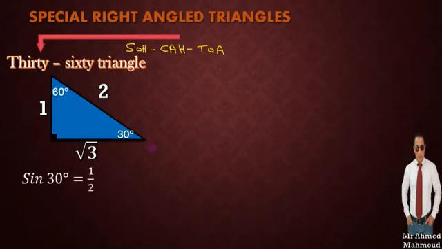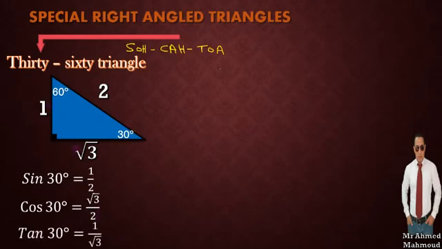Now, sine 30 equals opposite over hypotenuse, which equals 1 over 2, and cosine 30 equals adjacent over hypotenuse, root 3 over 2. Tan 30 equals opposite over adjacent, which equals 1 over root 3.